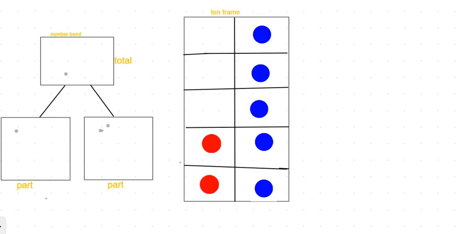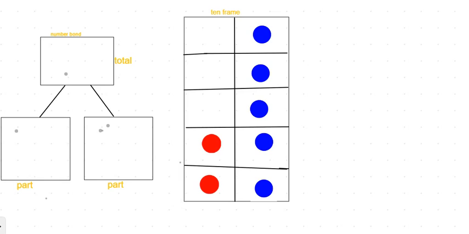All right, so let's look at this one. How many do we have in total? Now, this is where you're going to look at how many we have altogether. A good math detective is going to look at the entire frame. Now, we know it's a 10 frame. And we know a 10 frame has 5 on one side and 5 on the other side.